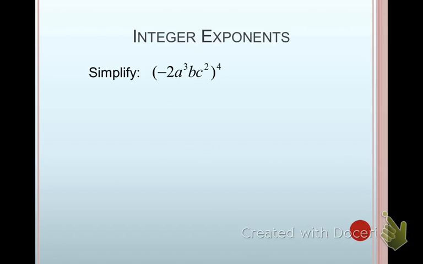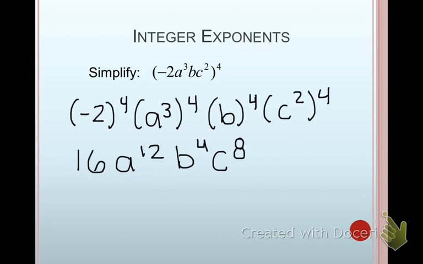All right, one more for you to try. Negative 2a cubed b c squared, all to the 4th power. Think about who that exponent of 4 outside of the parentheses belongs to before you get going on this one. Pause it and see what you come up with. Remember that that exponent of 4 outside of the parentheses belongs to each piece inside the parentheses.